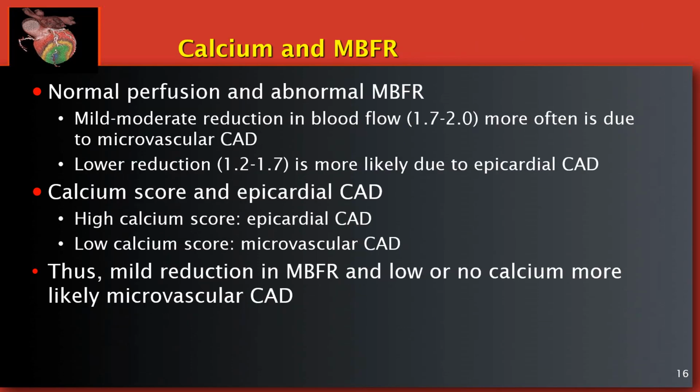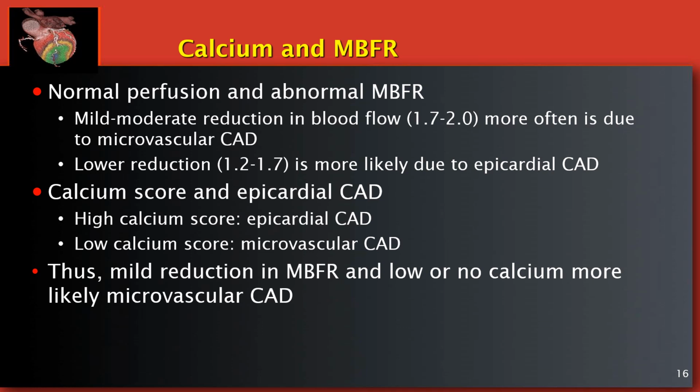Now, in relation to calcium scoring, or even just the evaluation of calcium on the PET perfusion images, normal perfusion and abnormal blood flow will have a mild to moderate reduction in the blood flow, and this is more often due to microvascular disease. A lower reduction of 1.2 to 1.7 is more likely due to epicardial disease. So epicardial, remember, is the ones that we're used to looking at, the LAD, left circumflex, and right coronary artery.